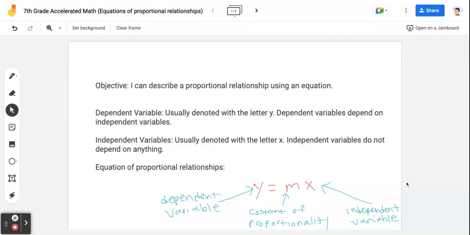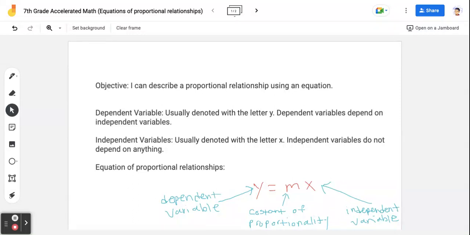What's going on, everyone? Today's objective: I can describe a proportional relationship using an equation. So the two important parts of our equation, there are three parts, but two important parts, are what we call our dependent variable and our independent variable. The dependent variable is usually denoted with the letter y. Dependent variables depend on our independent variables. That means that the dependent variable will change based on the value of the independent variable.